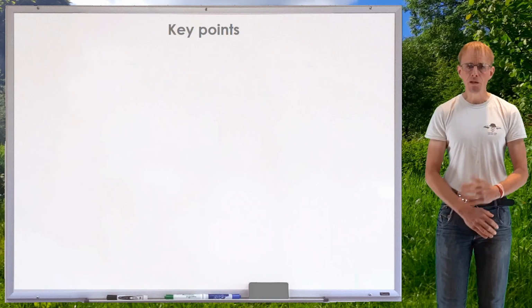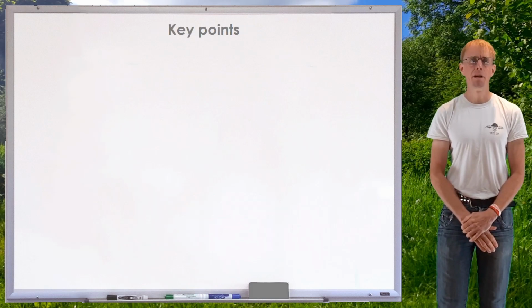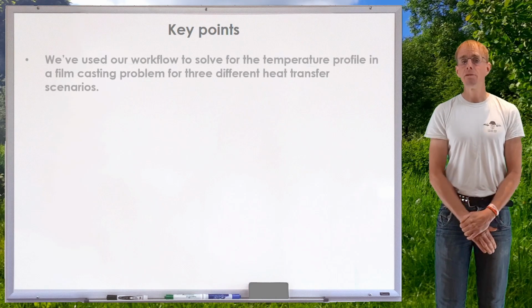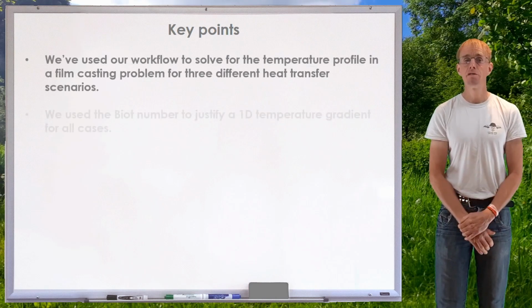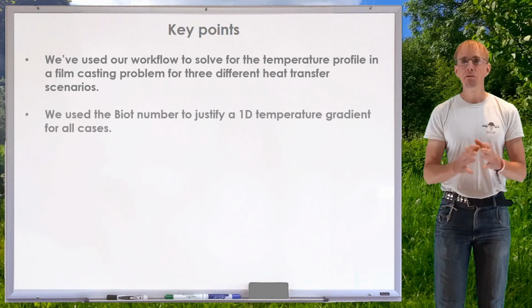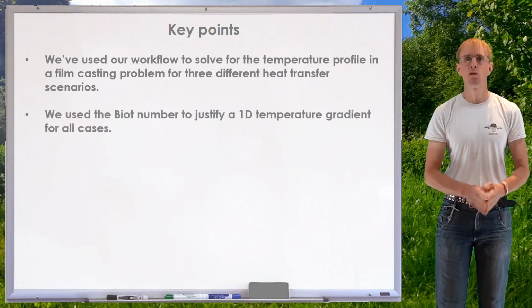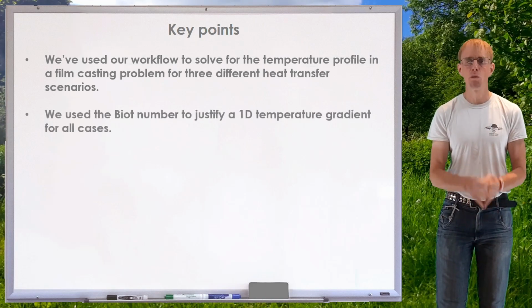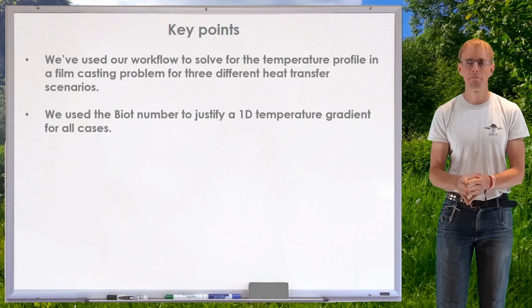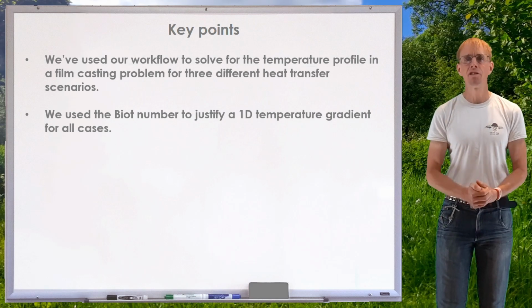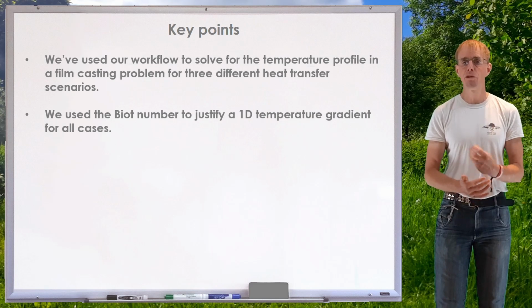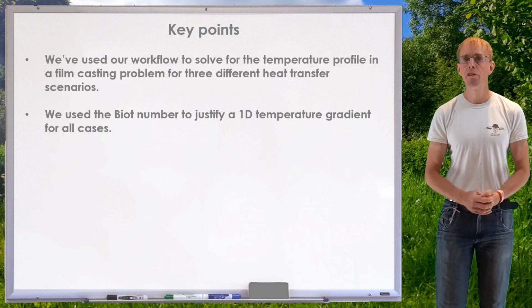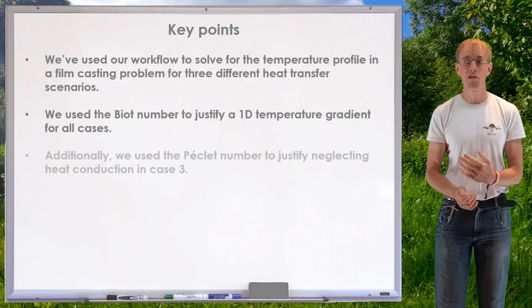Okay, so let's summarize a few key points here. We've used our workflow now to solve the temperature profile in a film casting problem for 3 different heat transfer scenarios. The first thing we did was we sat down and thought about it, and then we sat down and thought about the problem a bit more still. We used dimensional analysis to help us really needle out what was going on here. We used the Biot number first of all to justify a one-dimensional temperature gradient for all cases.